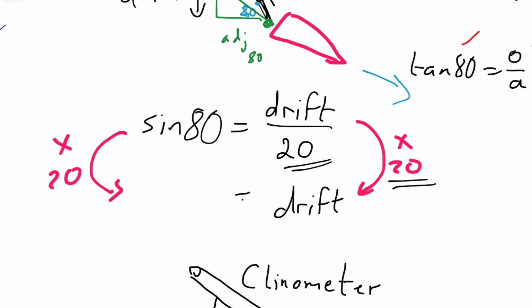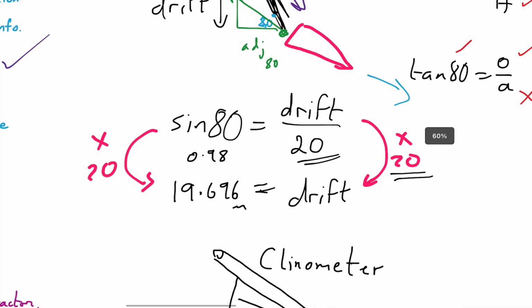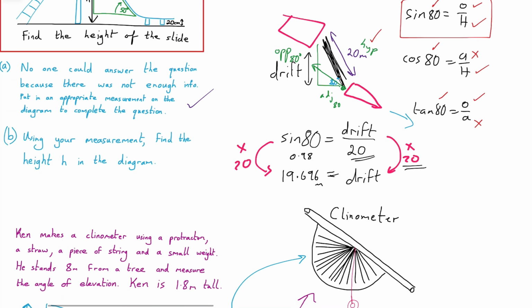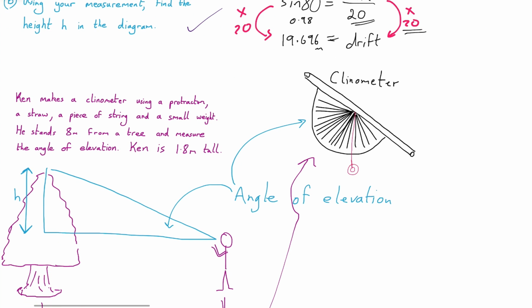Okay. Now sine 80 on the calculator is 0.98. But we're multiplying that by 20, remember. Multiplying that by 20, I'm getting the answer 19.696 meters. So it's drifting by about 19.696 meters. If I'm asked for 3 decimal places, that's my answer. Bingo, done. Tick the box, done. Okay, great. Let's look at another question.